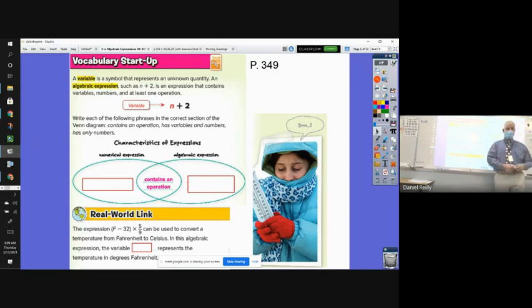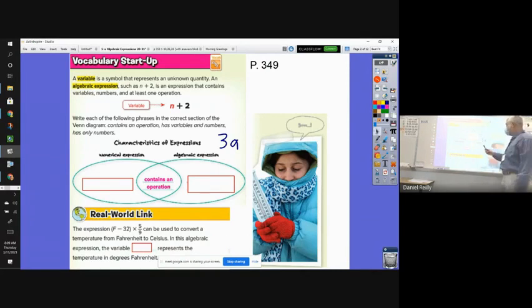What if it has no operations in it at all? What if it just looks like this? What if it looks like this? Yeah, there's an operation in this expression. It's multiplication, because when there's nothing there, it means to multiply, right? I think it says that on the next screen, actually.